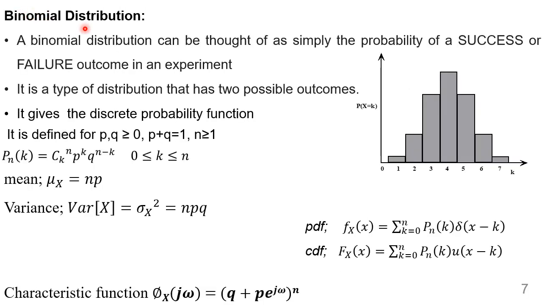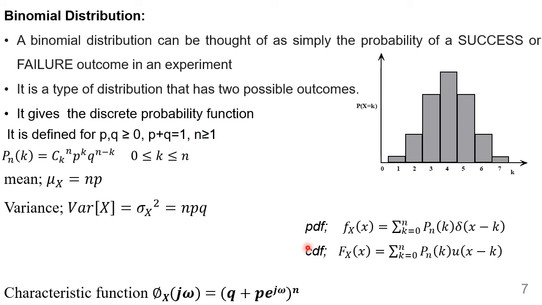Next distribution is the binomial distribution. It can be thought of as the probability of a success or failure outcome in an experiment. It is a type of distribution that has two possible outcomes, either a success or a failure. It gives a discrete probability function, as you can observe from this graph. It is defined for p, q greater than or equal to 0, and always p plus q is equal to 1, and n for all values of n greater than or equal to 1.